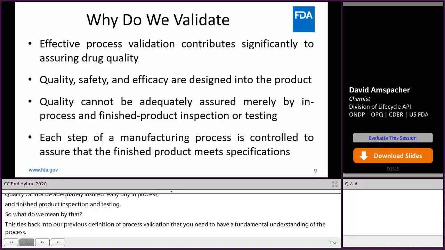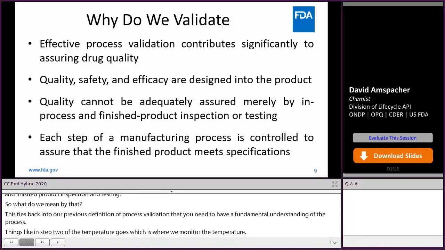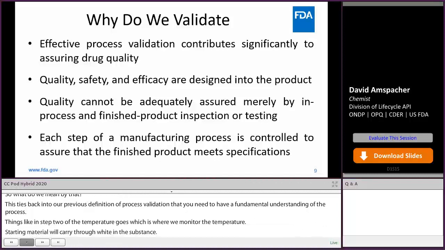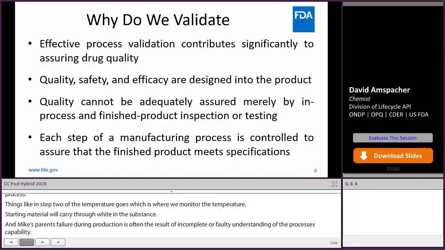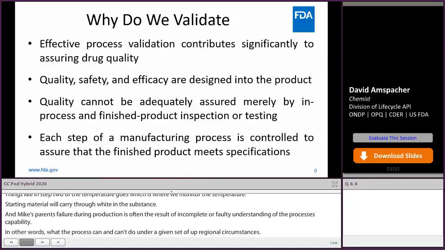Or impurity X in the starting material will carry through and form impurity Y in the drug substance. In my experience, failure during production is often the result of incomplete or faulty understanding of a process's capability. In other words, what the process can and cannot do under a given set of operational circumstances. Validation in itself does not improve processes, but confirms that the processes have been properly developed and are under control.